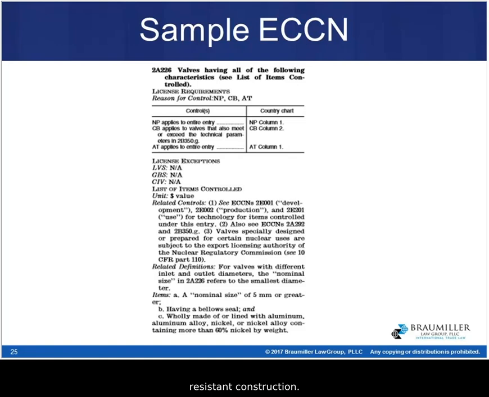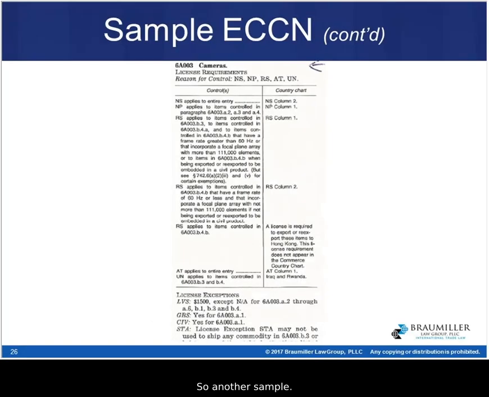construction. So another sample. Again, I'm taking kind of innocuous sounding articles, but that can also be controlled if they meet certain technical parameters. Here we are again with the cameras, and here's the reason for control. The first one is national security.